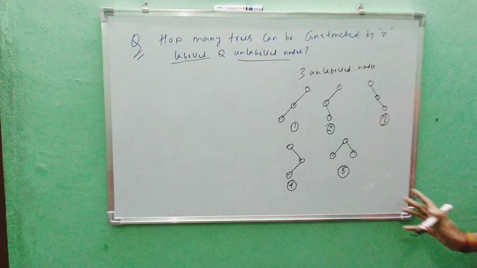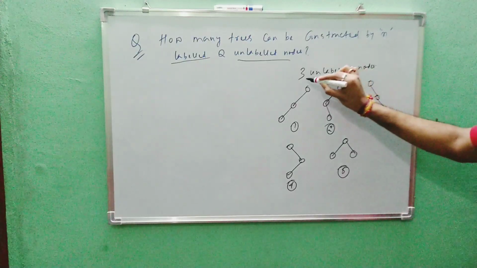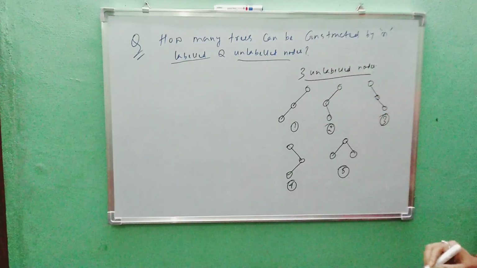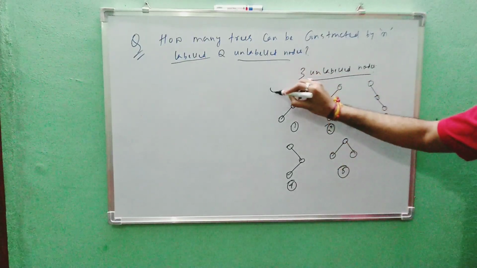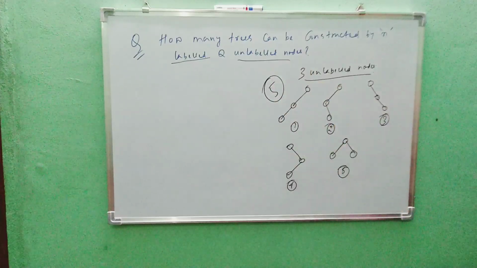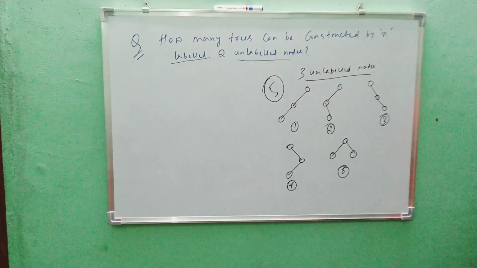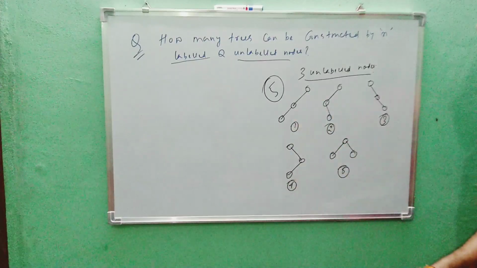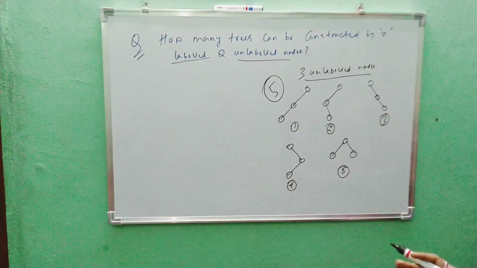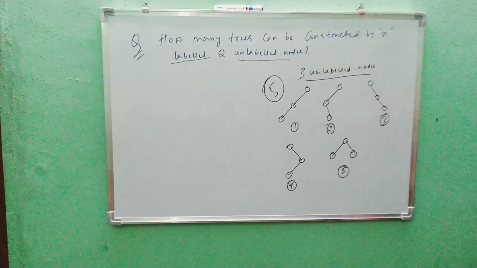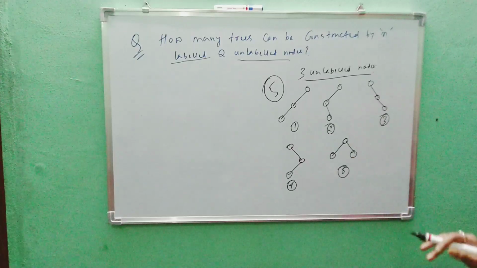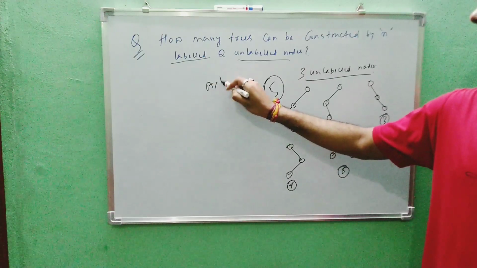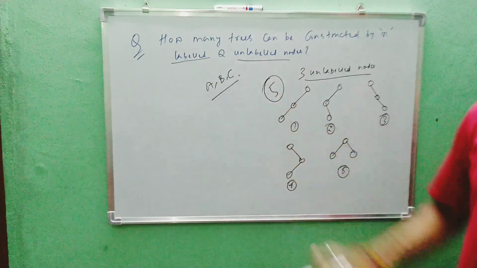So using 3 unlabeled nodes, how many trees can be constructed? The answer is 5. Now if we talk about labeled nodes, how many labeled trees can be found? Let us think of one example. Let's say the labelings are A, B and C.